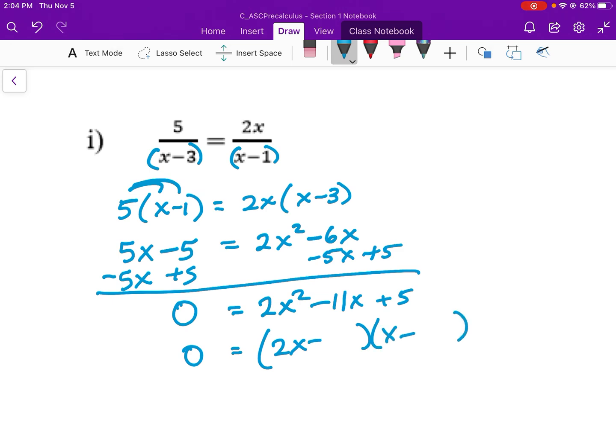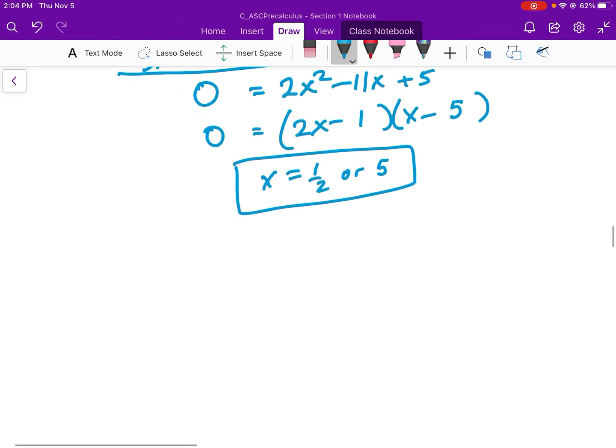So they're both negative because the last term is positive and it has to be the same. And I want 2 times 5 makes 10, and 1 more makes 11. So I get x equals 1/2 or 5. And the only thing I have to make sure of is that neither of those give me a denominator of 0, which they don't. So these are my 2 answers.